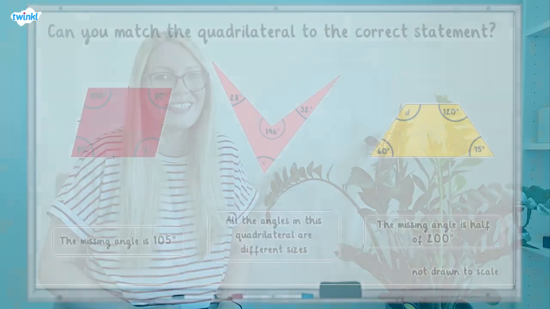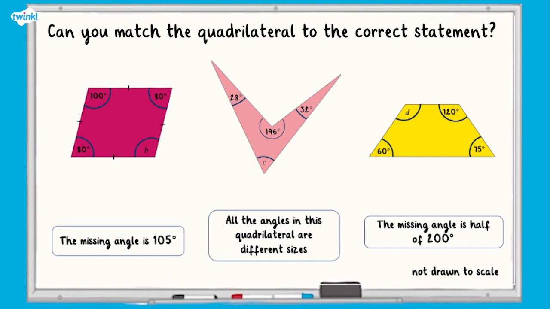How did you get on? Let's take a look at the answers. The missing angle of 105 degrees is angle D in the trapezium. The missing angle, which is half of 200 degrees, is angle B in the rhombus, which is equal to 100 degrees. Finally, all the angles are different in the irregular quadrilateral in the centre of the screen.